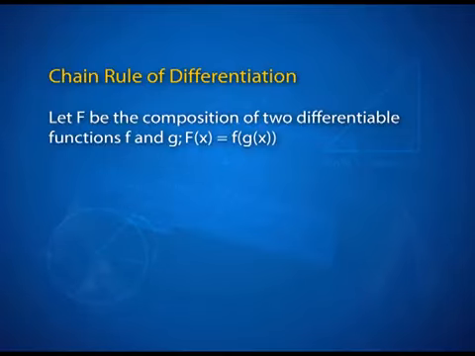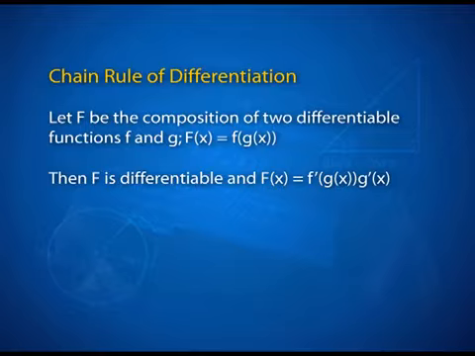Here is the rule without proof for you to follow and understand. If F is a composition of two differentiable functions f and g, that is, F of x, note the difference, that is a capital F, is the same as f of g of x, then F is differentiable and its derivative is the product of the derivative of g and the derivative of f at g of x. So, it is the same as f dash of g of x into g dash of x.